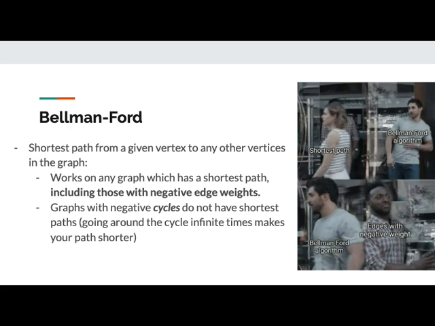And I think that should be very intuitive. Does anyone have a question on why it doesn't work on negative edges? Negative cycles? Cool.